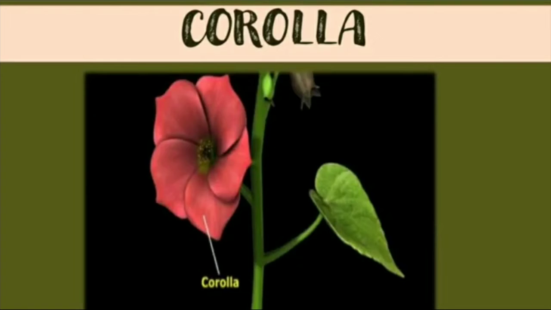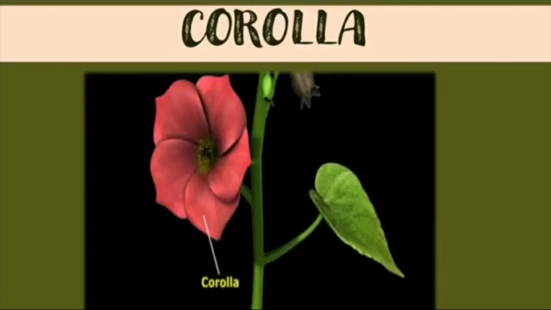They have various shapes, colors and smells, like the corolla of various flowers such as the rose, chrysanthemum, hibiscus, mogra, etc. So these form the corolla. Understood?